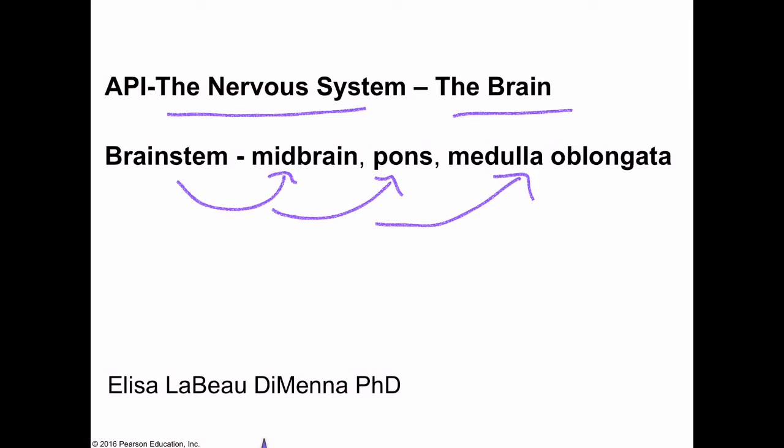Sorry, gosh, that is a tongue twister. Medulla oblongata. You should use that as your password. Yeah, that's a good one.